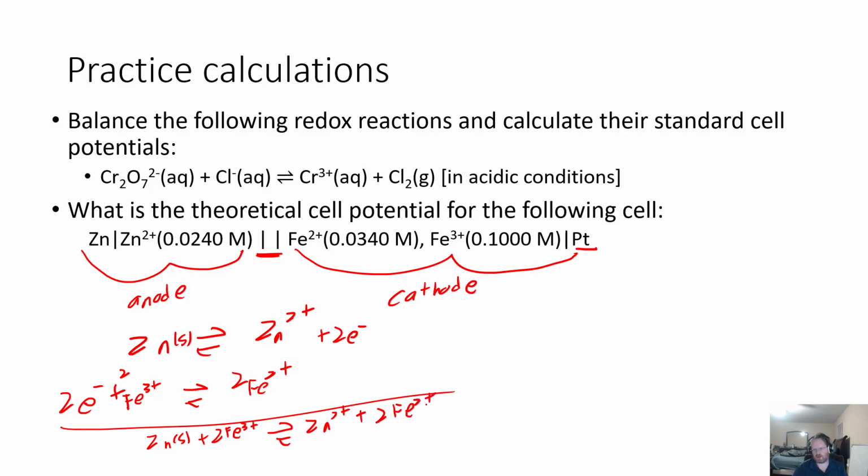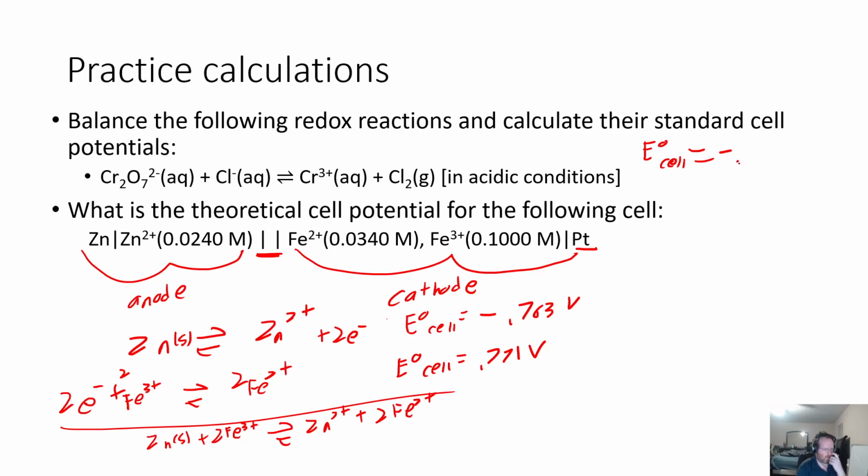Now we're asked for the potential here. And so we have to first find E0 cell for the standard state and then adjust it using the Nernst equation. So for E0 cell, we need to know what both these are. For zinc, if I look up my E0, I get negative 0.763 volts. If I look up my iron 2+ and 3+, I get 0.771 volts. And so if I go to E0 cell, cathode minus anode, I would get negative, make sure I got that right.